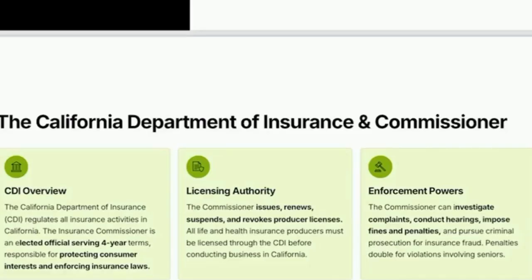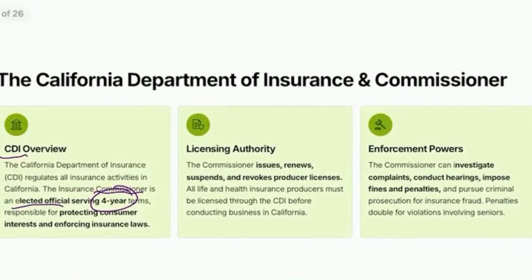So, CDI, California Department of Insurance. They regulate all insurance activities in California, and it is headed by who? The insurance commissioner. What are some things that we need to remember about the commissioner? They are an elected official and they serve 4-year terms. They are responsible for protecting consumer interests, protecting the public. That is their main goal.